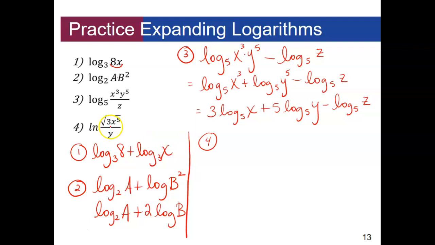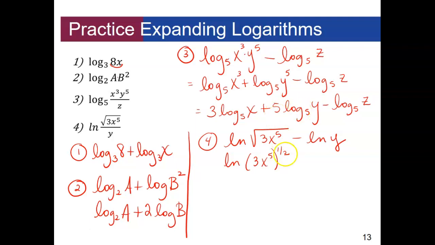Okay, number 4, we're going to expand this one using the natural log, which uses the same properties. So I'm going to split up the division first of all. So I'm going to have natural log of the square root of 3x to the 5th minus the natural log of y. So this I'm not really going to be able to do anything else with. I'm going to rewrite this as 3x to the 5th to the 1/2 power.